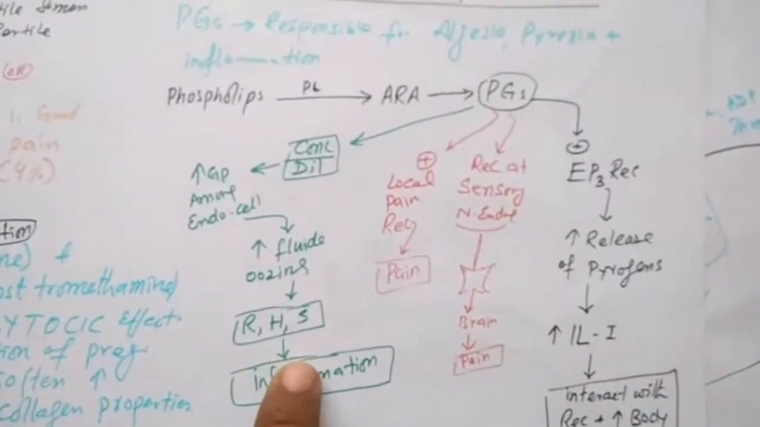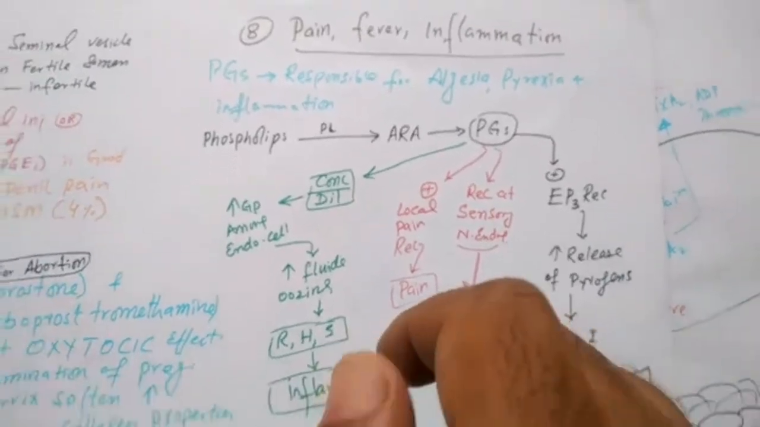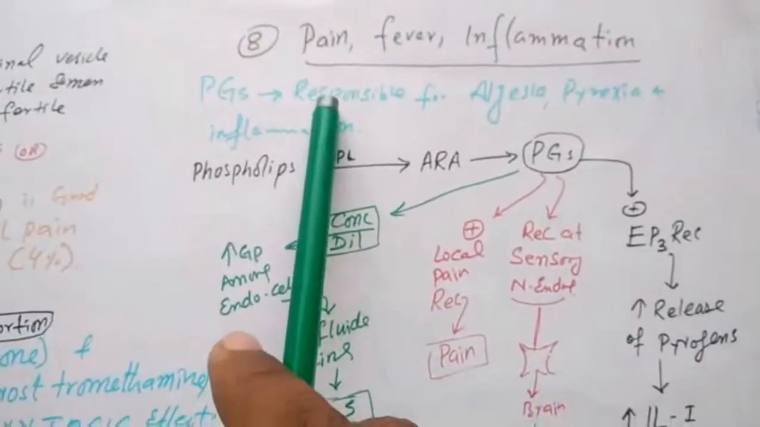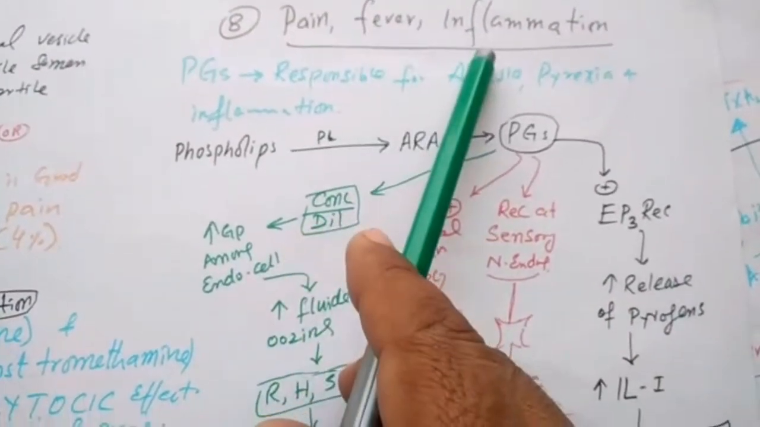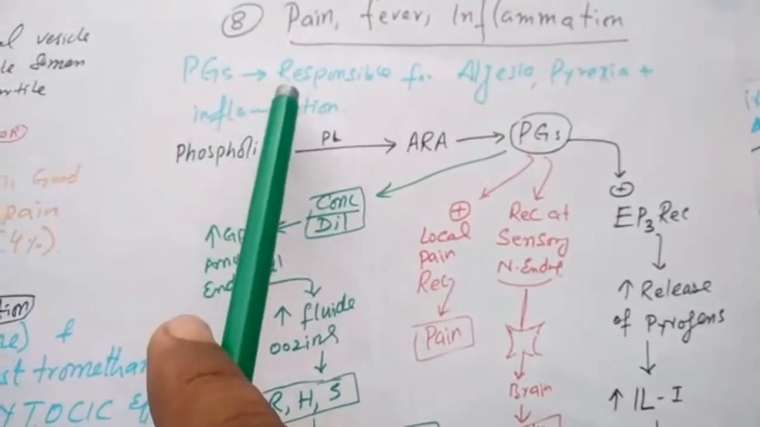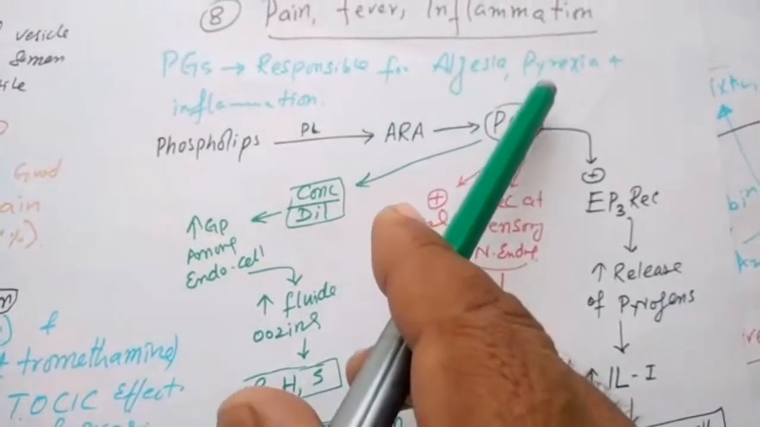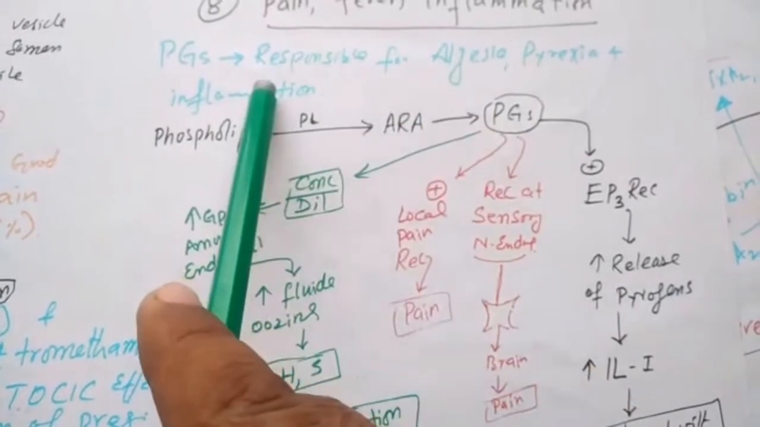The prostaglandins are also responsible for pain, fever, and inflammation. Prostaglandins are analgesic, and produce pyrexia and inflammation.